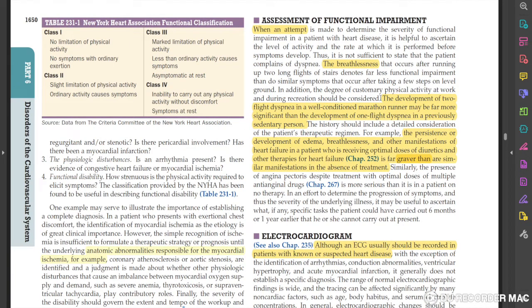Assessment of functional impairment. The development of 2-flight dyspnea in a well-conditioned marathon runner may be far more significant than the development of 1-flight dyspnea in a previously sedentary person. If a sedentary person comes to you and says, "Sir, I am having dyspnea," and a marathon runner comes to you and says the same, then the marathon runner's symptoms should strike harder on your brain than the sedentary person's, because the marathon runner is regularly putting stress on his CVS, and dyspnea in him is a considerably bad thing.